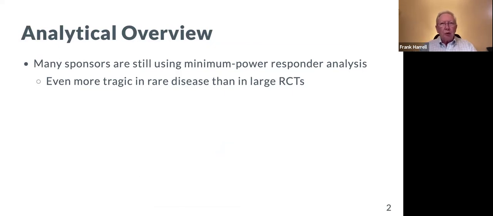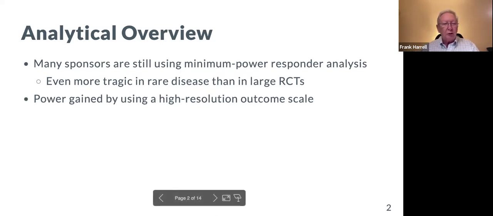Many sponsors are using low power methods. The lowest power method that we have is responder analysis, when you reduce rich longitudinal, continuous, or ordinal data down into a binary outcome. This is always highly not recommended because it loses an amazing amount of power, but it's a very tragic occurrence when we see sponsors using responder analysis in rare disease. So if you ever wanted to minimize power, that's a way to do it.